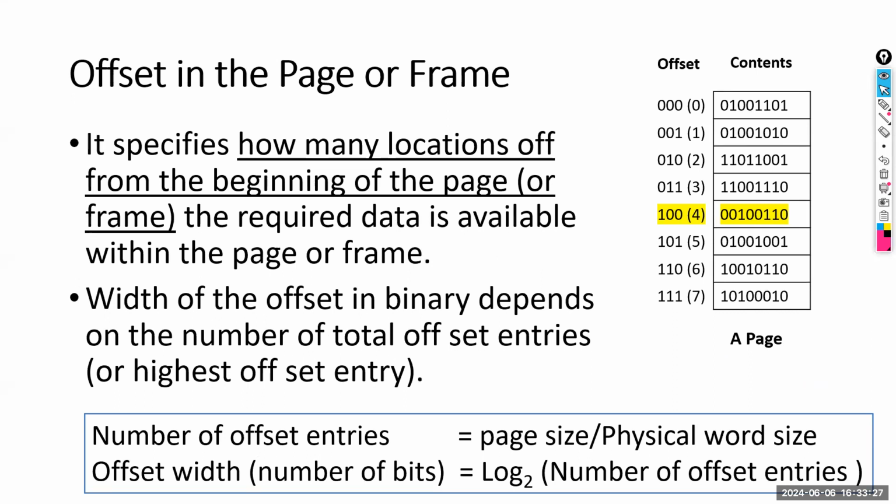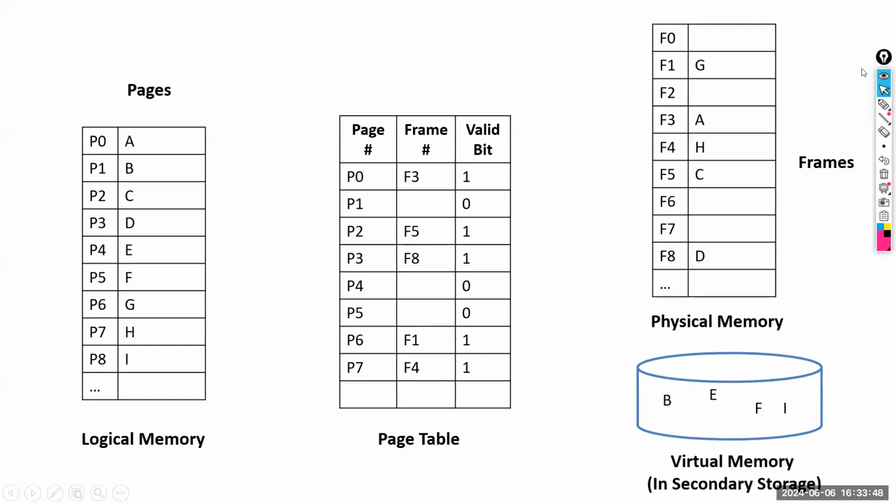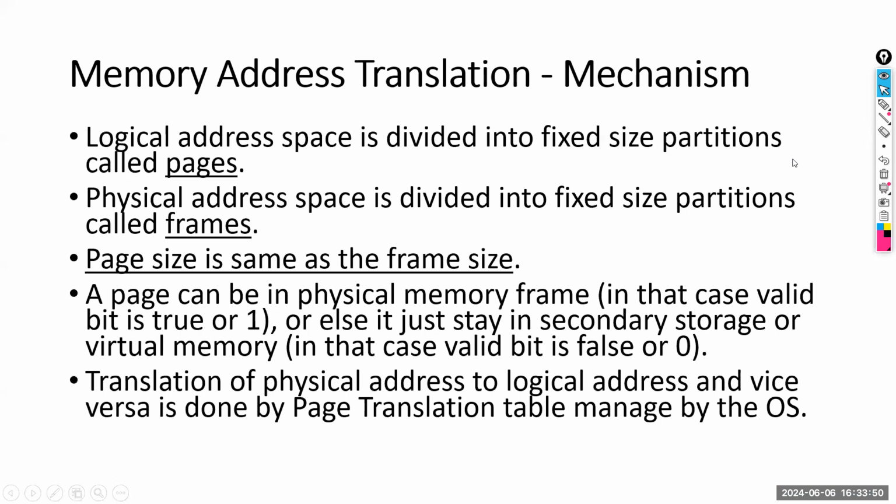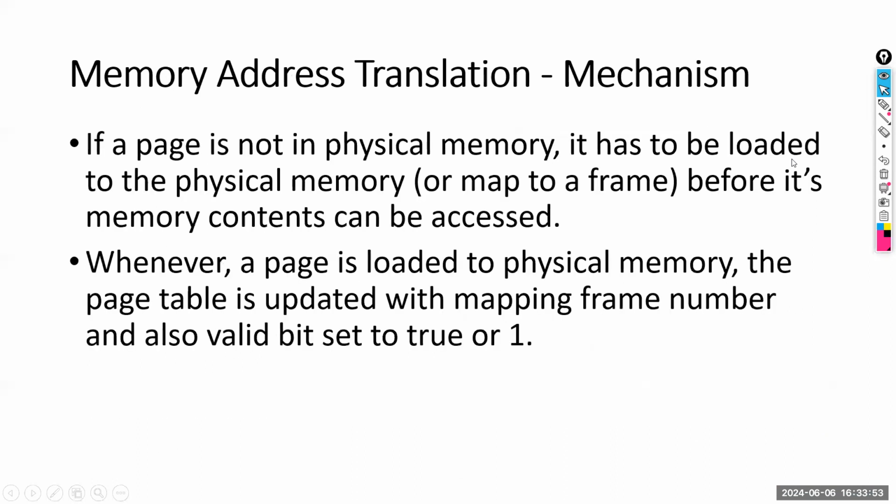Right. So in order to understand memory address translation, you need to understand what is meant by offset. The concept of offset is there in both page and frame. Page is when you look at it in the logical memory, frame is when you look at it in the physical memory. Remember, the page size and frame size are the same.